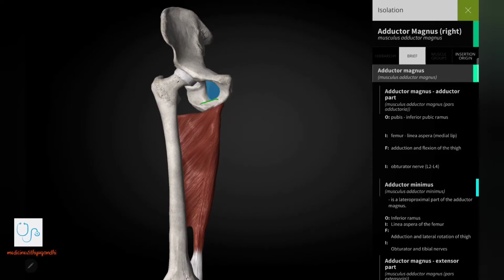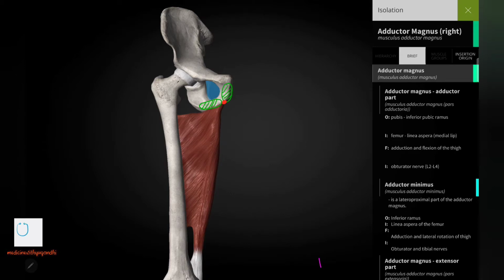So here you can see this is the ramus of the ischium. So it also takes its origin from the ramus of the ischium and also from the inferior ramus of the pubis. So this is the inferior ramus of the pubis. So this is the lower portion of the inferior ramus of the pubis. So this adductor magnus also takes its origin from the lower part of the inferior ramus of the pubis.